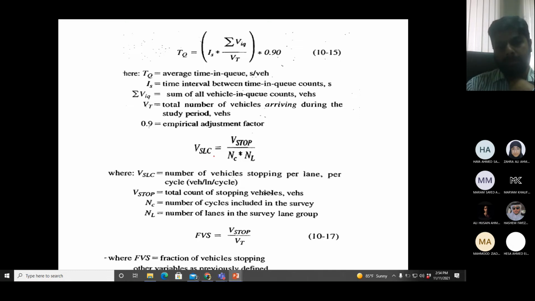Vehicles stopped per lane per cycle. So vehicles stopped will come from observer 2. You have to count the number of lanes, and then you also have to count how many cycles the signal finished during your time period. Okay. Then we need FVS, the fraction of vehicles stopped out of total. How many stopped? So V stop upon VT.